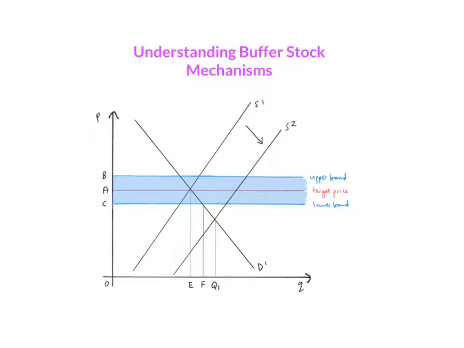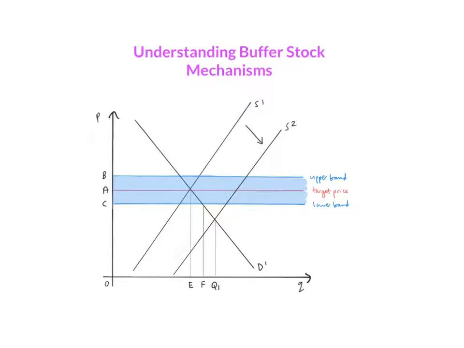When might this be relevant? Well, it's probably in a developing country, and we're probably talking about some sort of agricultural commodity, where there's both an interest in consumers having an affordable price and producers having a fair price. So we have to try and balance those interests. And for those reasons, the government will try and keep prices between an upper and a lower band around a target price. It also needs to be some sort of commodity where there are genuine market fluctuations and the price varies wildly.